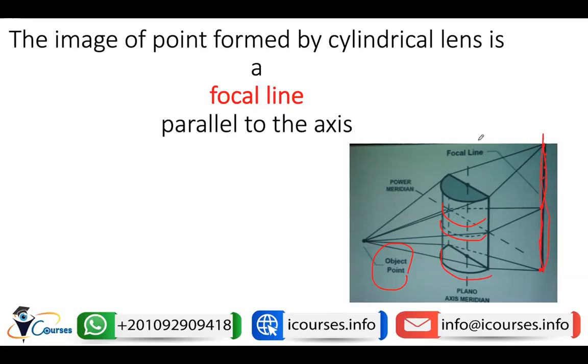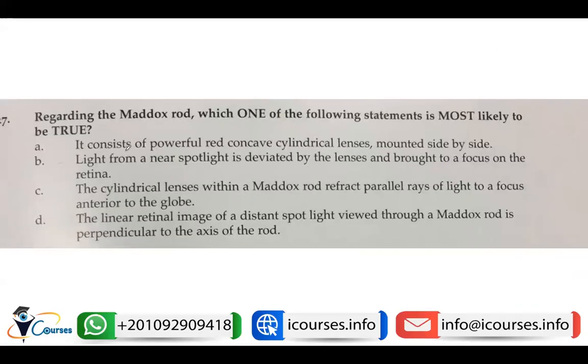This focal line is parallel to the axis of the cylinder. You remember this axis has no power, and the power is on the perpendicular meridian. Again, the image is parallel to this focal line. So the focal line is parallel to the axis. Another question about the Maddox rod.